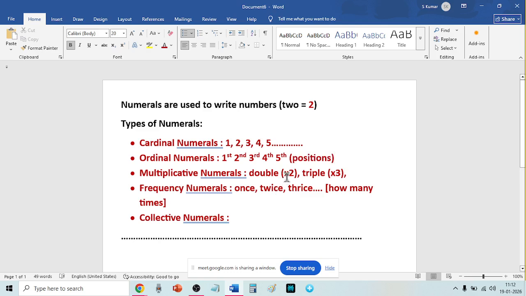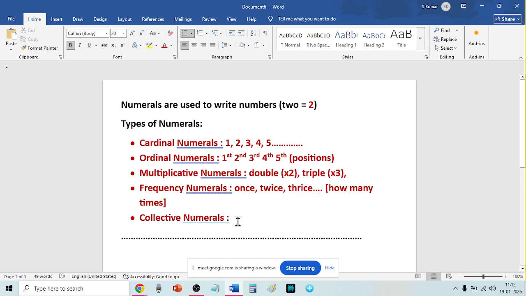How many times? Into 2, into 3. The size becomes bigger. 5 becomes 10. 10 becomes 20. 100 becomes 200. Double, into 2. And frequency means how many times you are writing. Supposing this one, say WW, I have written twice. That means 2 times. WWW, I have written 3 times. That means thrice. How many times you are repeating?